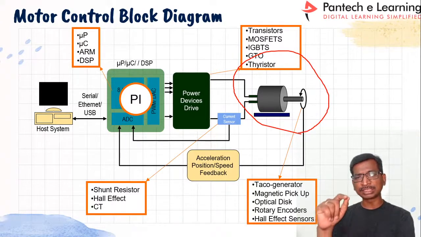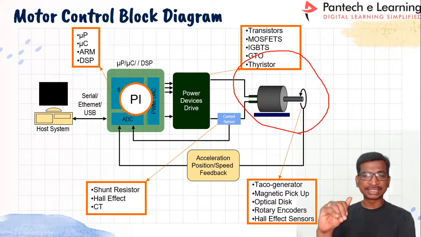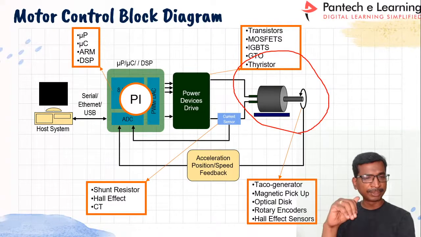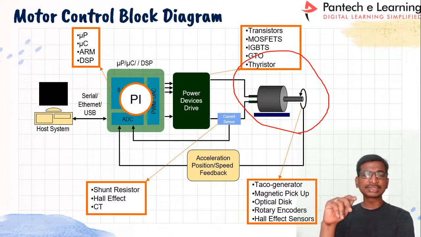So now, what are all the sensors and for what purpose are we going to use them? The first one is speed measurement. For speed measurement: tacho generator, magnetic pickup, optical disc, rotary encoder, Hall effect sensors. These are the types of sensors we use in speed sensing applications. Whereas for current sensors, there are three different methods: shunt resistor, Hall effect based current sensors, and current transformer.